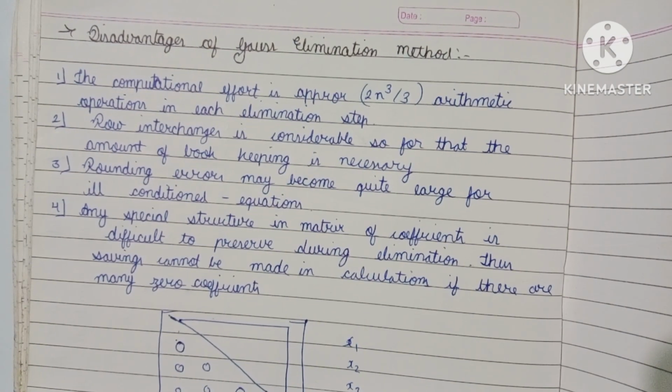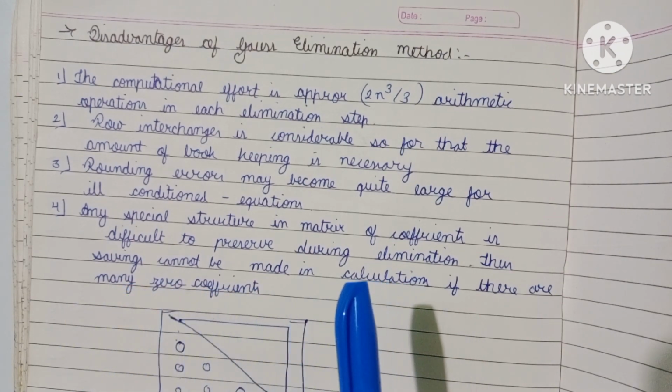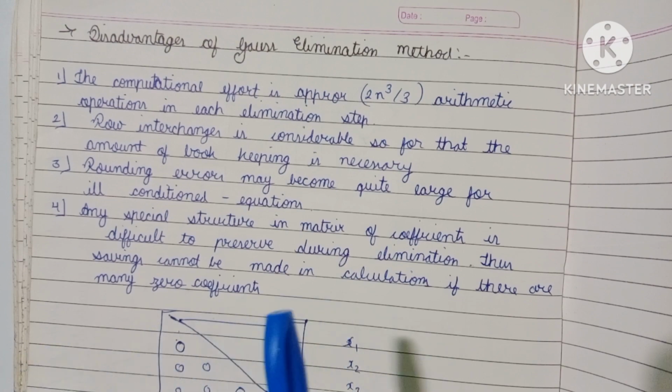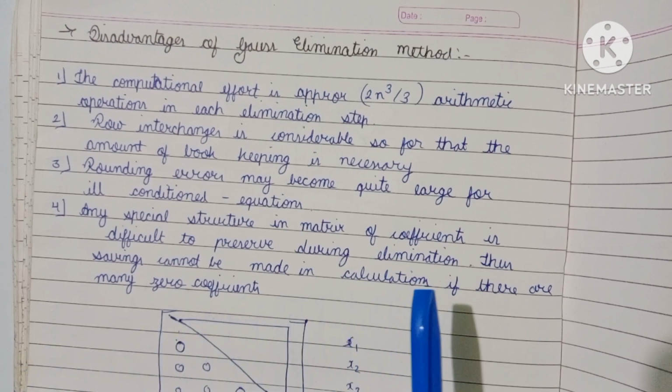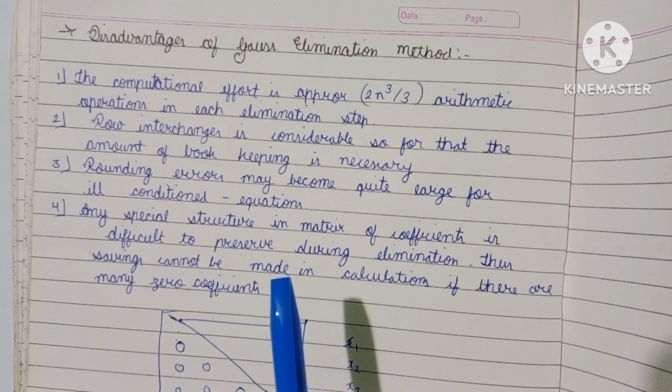So in this, the computational effort is approx 2n cube upon 3 arithmetic operation in each elimination step. So it is the arithmetic operation which the computer need to calculate in each elimination step. This is the first disadvantages of elimination method.